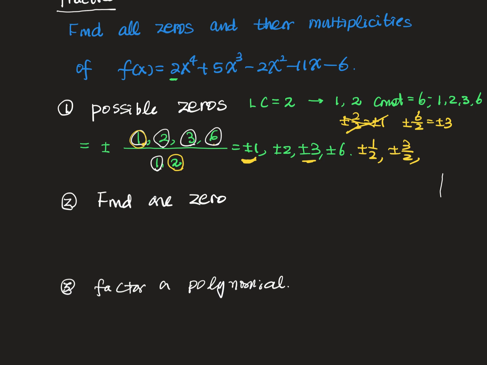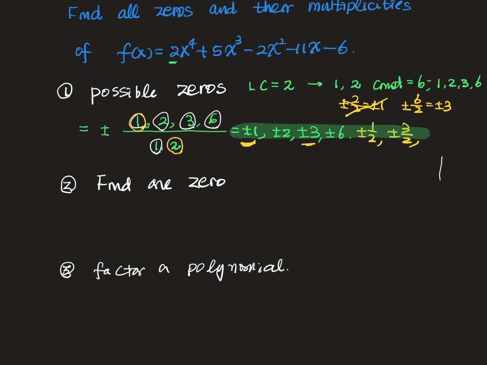Everyone make sense of this one? So this one is the possible zeros. Now you're going to find the actual zeros. Let's just start, this is trial and error. I always start with 1 and negative 1. Is it working or not? So f of 1: 2 plus 5 minus 2 minus 11 minus 6. Oh, here is a 5. That's negative 12. Okay, so it doesn't work. This is not 0. X equals 1 cannot be a zero. So let's go to the next one.